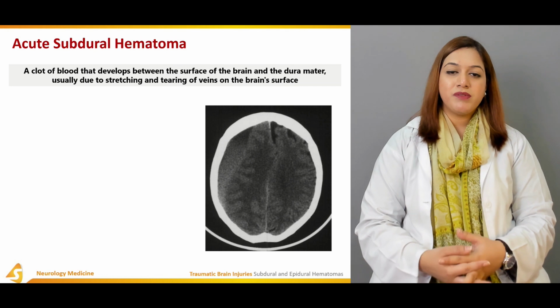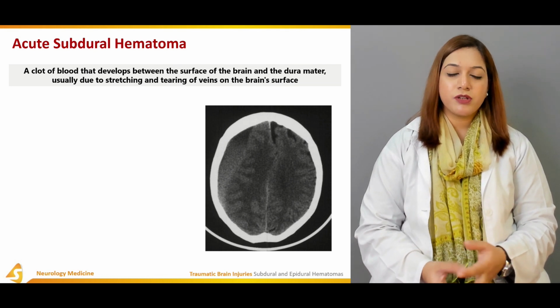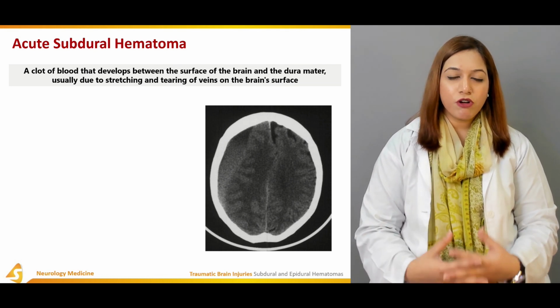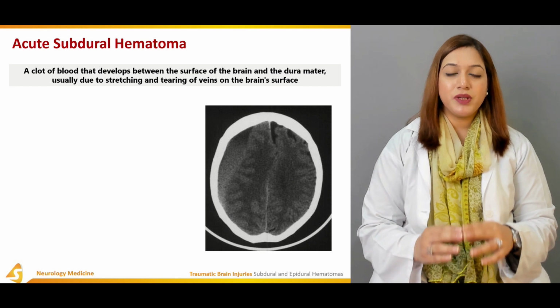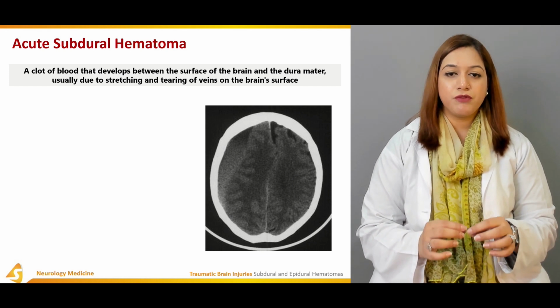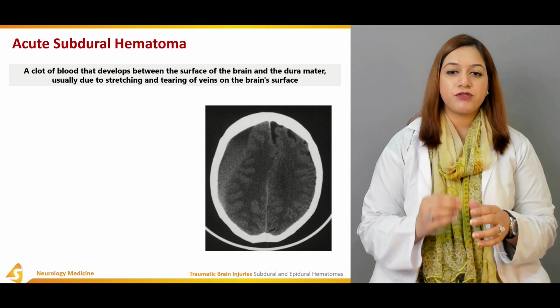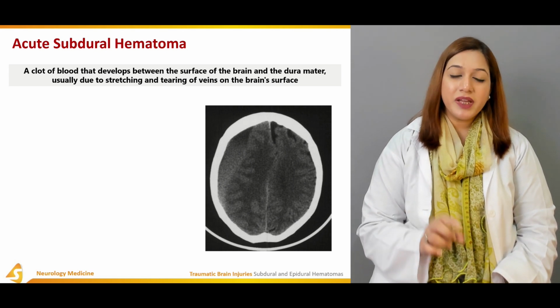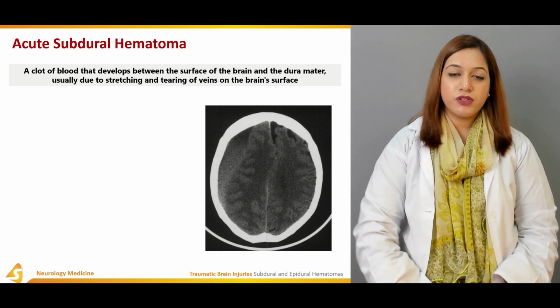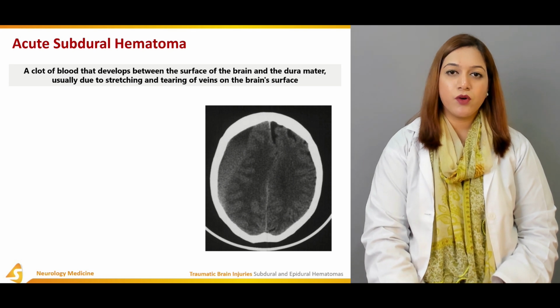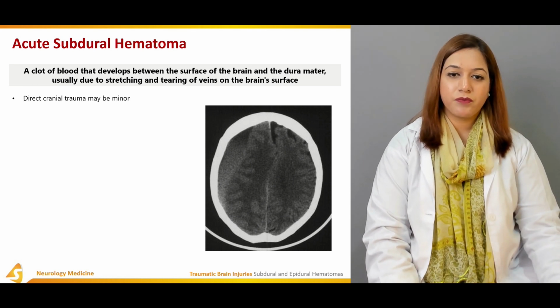First of all, we will see what is an acute subdural hematoma. A clot of blood that develops between the surface of the brain and the dura mater, usually due to stretching and tearing of veins on the brain surface. So this basically involves the veins.